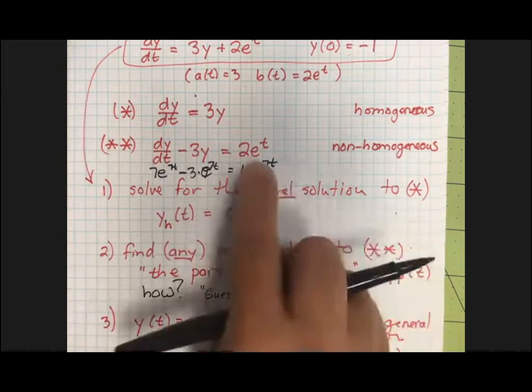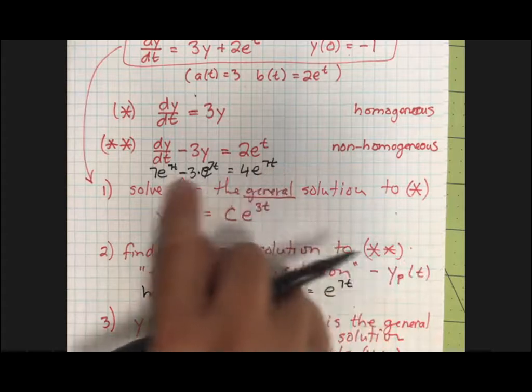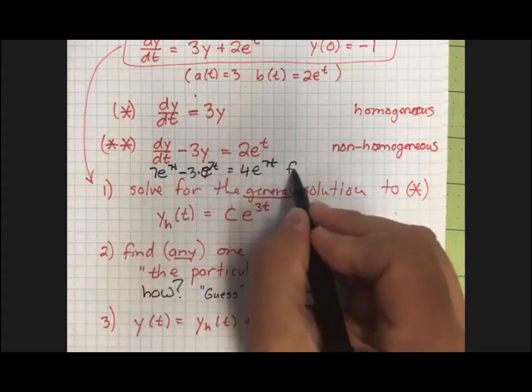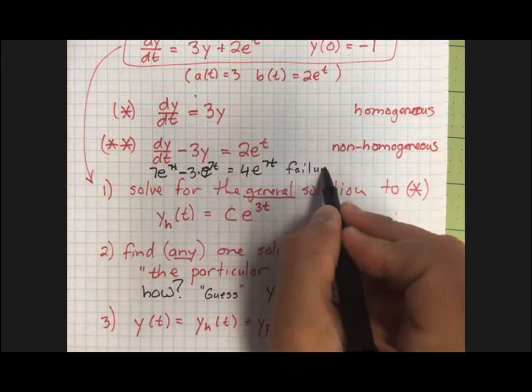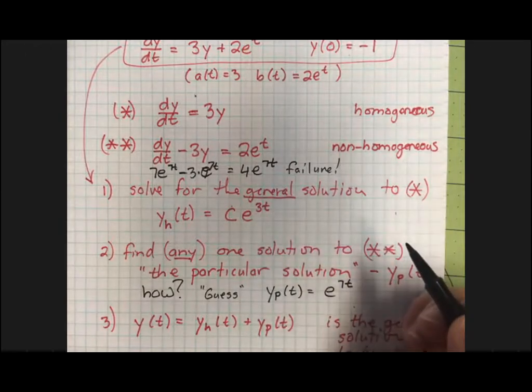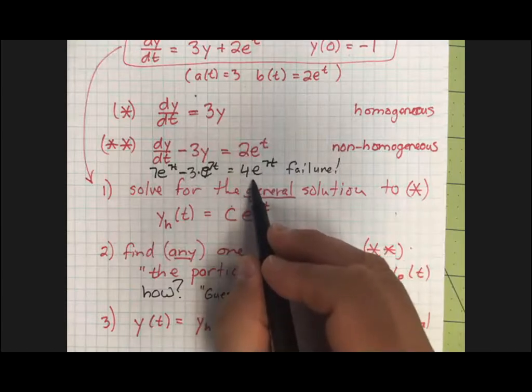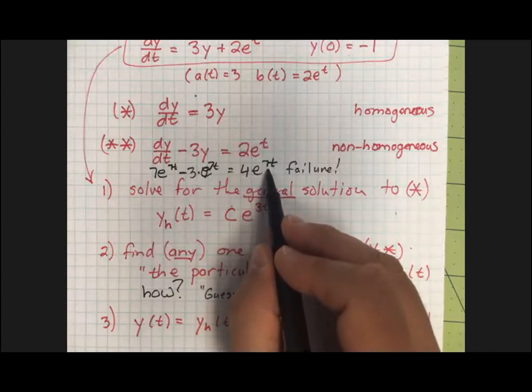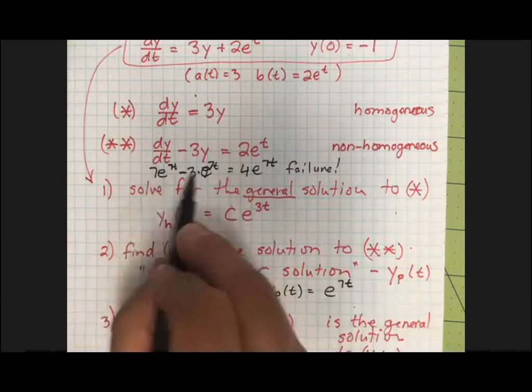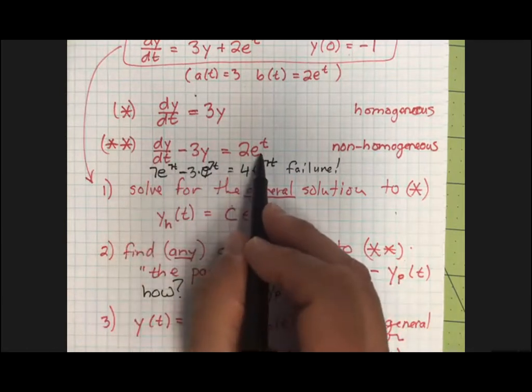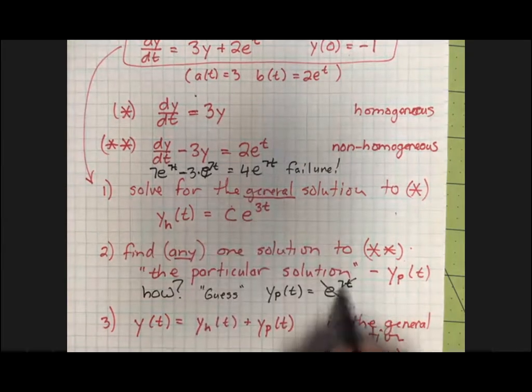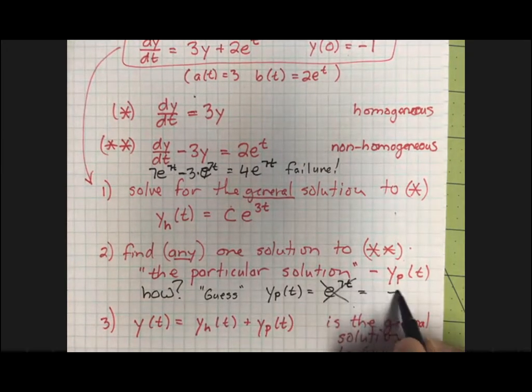Now it failed. I didn't give birth to 2e^t. I did fail. Failure. But I got an idea in the failure. Maybe the 7 was the problem. Yes, how could I put in e^(17t) and expect to give birth to e^t? Well, that tells me what my guess should be. I should guess e^t.